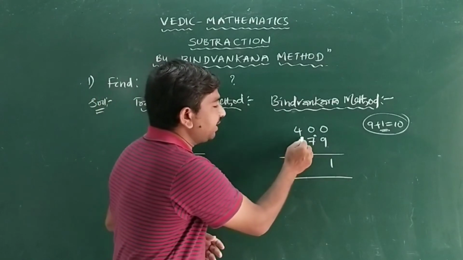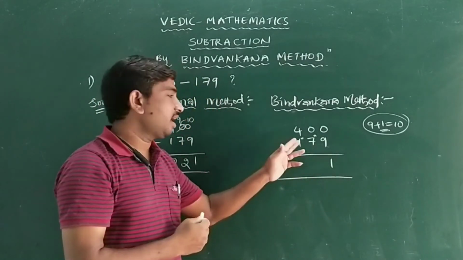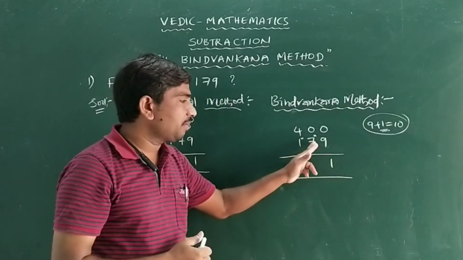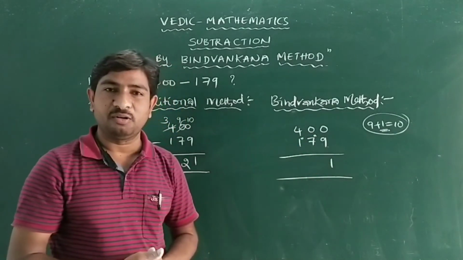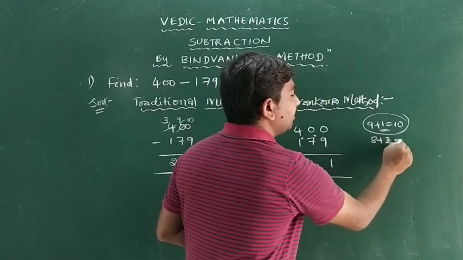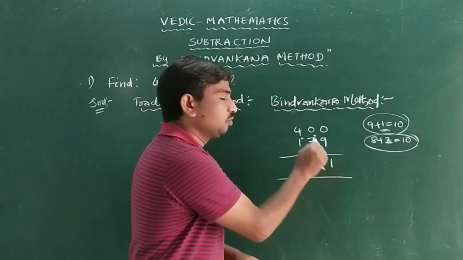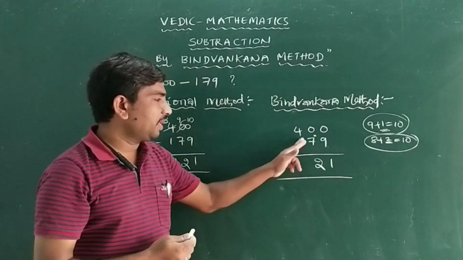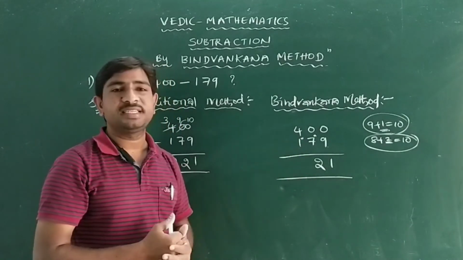So again take a dot here, on the preceding number, where the 100 is placed. Now it will become 7 plus 1, 8. What is the complement of 8? 8 plus 2 is 10, so 2 is the complement of 8. You have to write 2 here. And now see, this dot is considered as 1, so 1 plus 1 is equal to 2.